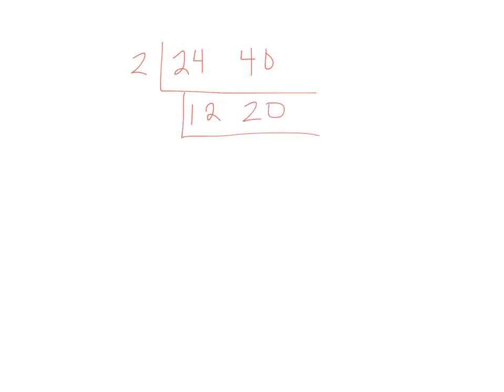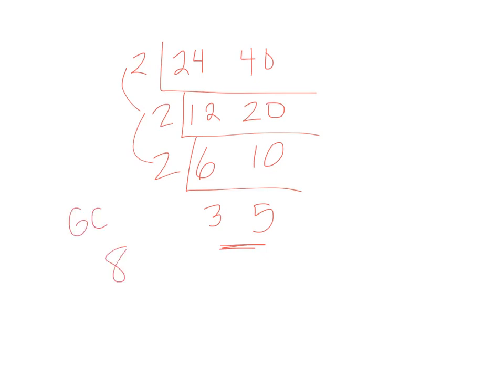Make another layer on the birthday cake. 12 and 20, let's go 2 again. 2 goes into 12 6 times. And 2 goes into 20 10 times. Another layer on the birthday cake. 2 goes into 6 3 times. 2 goes into 10 5 times. Is there anything that's shared between 3 and 5? The answer is no. So our answer is right here. 2 times 2 is 4. 4 times 2 is 8. So the greatest common factor is 8.